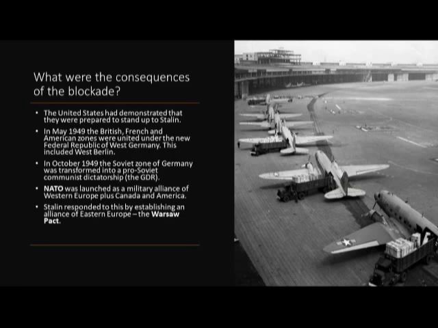So ultimately, Stalin blinked first, and he called off the blockade. And the West, particularly the United States, had survived the first real major test. They were not going to be pushed out of Berlin. The consequences of the blockade are very important to understand.